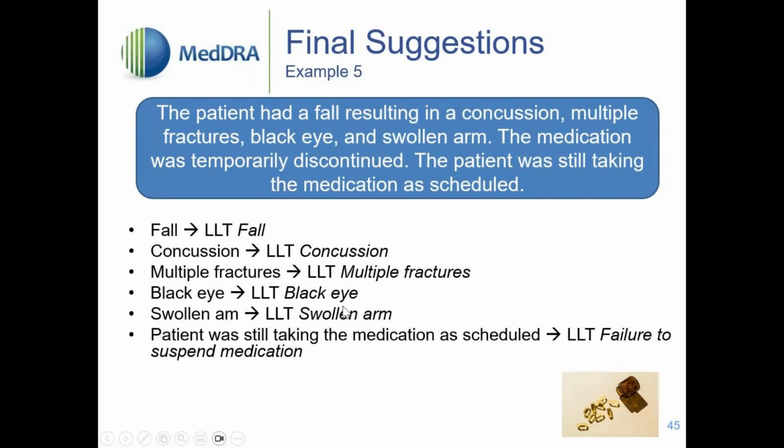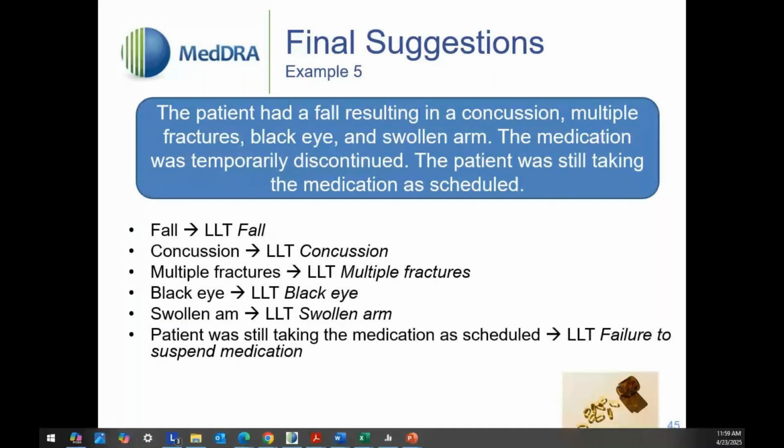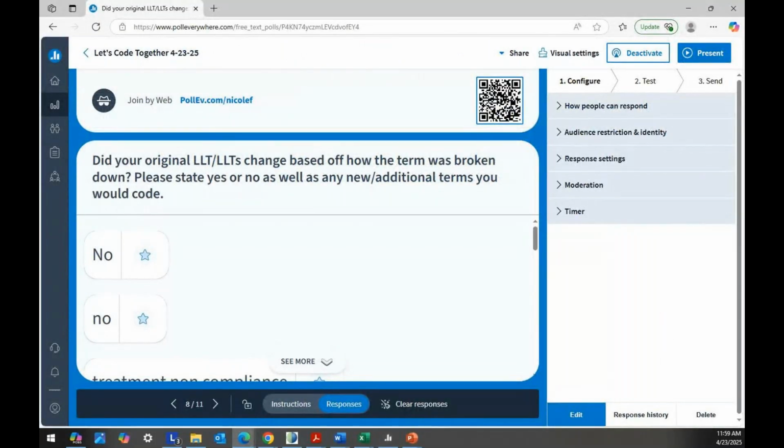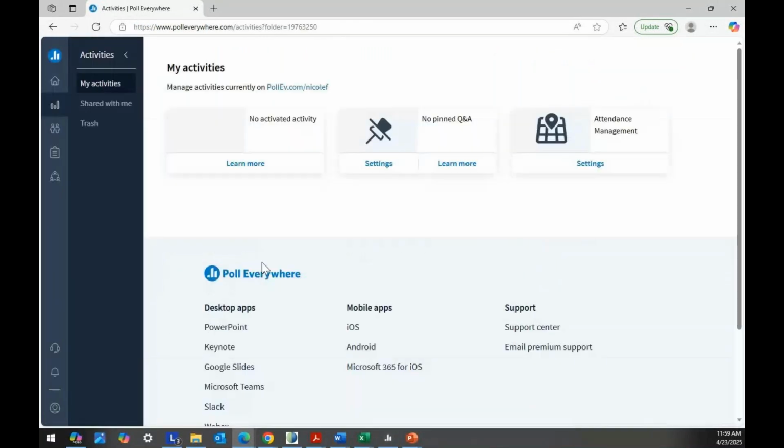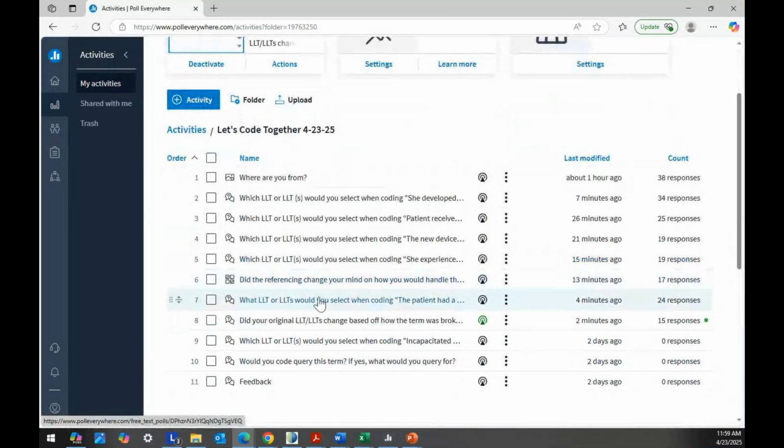So with that being said, are there any questions around this example, Hannah? Let me go back in here and look. I am not seeing any questions yet in the question pane. All right, good. Okay, great.